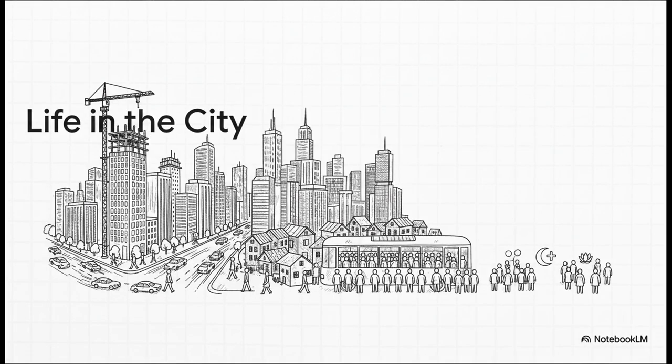But the city is a whole different ballgame. Change is much faster. You're anonymous, so you have more freedom to be who you want to be. But this comes with its own set of problems, and they are usually all about space. Not enough houses, which leads to slums and terrible traffic jams. And here's an interesting thing. Even with all that freedom, sometimes group identities like caste or religion can become even stronger because people look for a community to belong to in the big city.